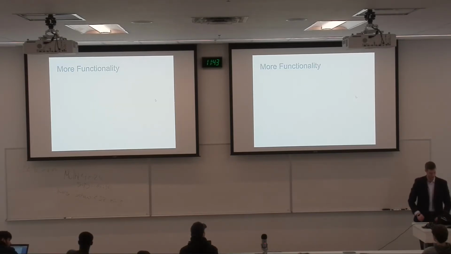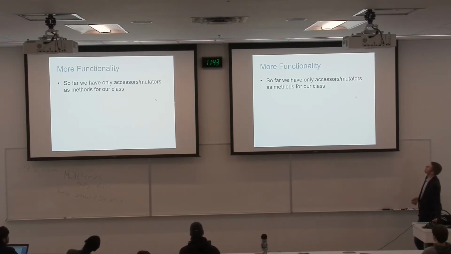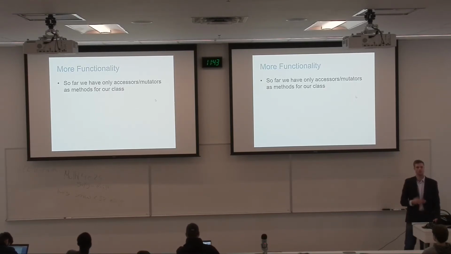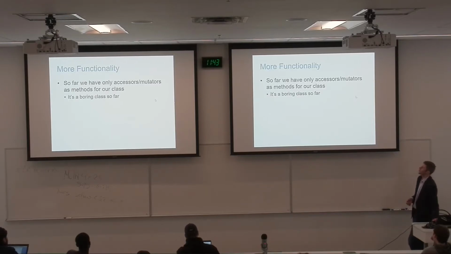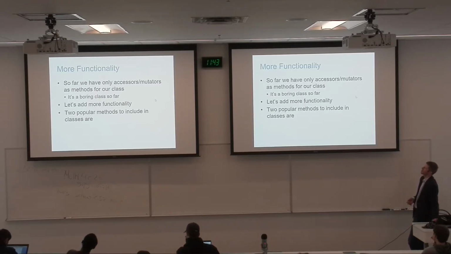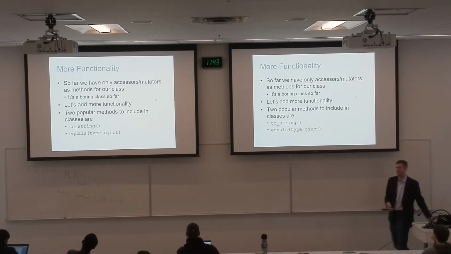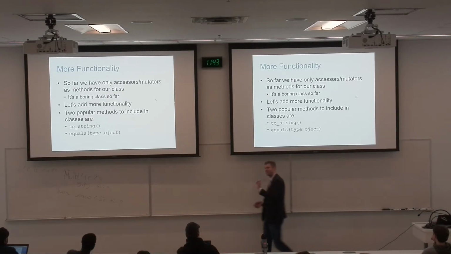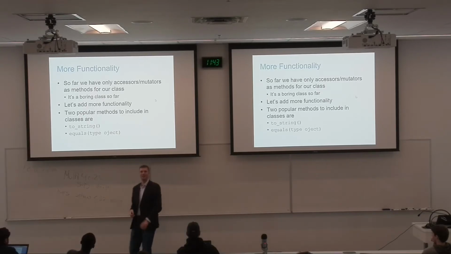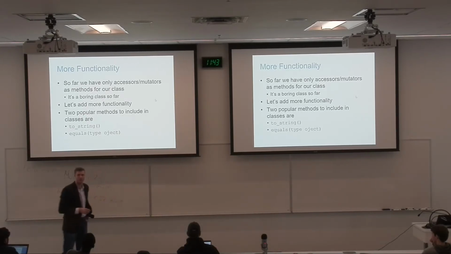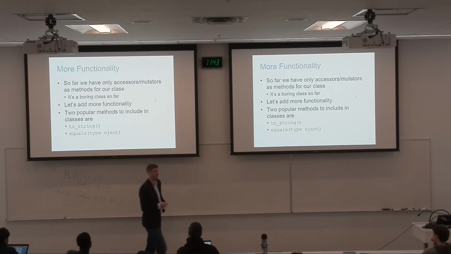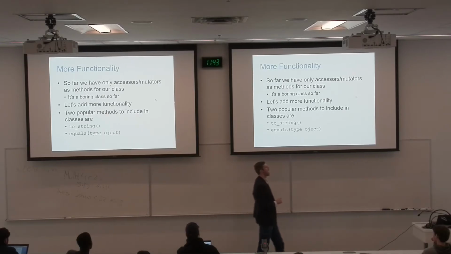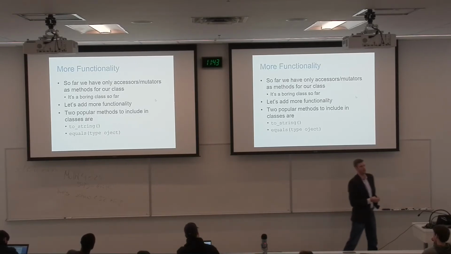Okay. So more functionality. So far we've only come across accessors and mutators as methods for our class. It's pretty boring so far, so let's add a little bit more functionality. This comes to what you were asking about literally two minutes ago. So the first thing we're going to do is create a special function called toString. This would be similar to the repr one, kind of. And we're also going to create an equals method.